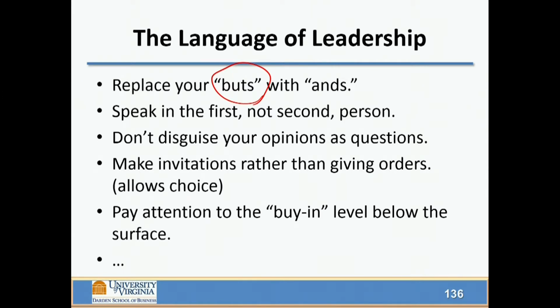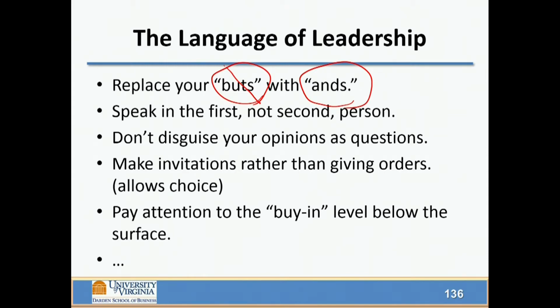So one of the ways that you can increase your ability to influence others is to pay attention, to be self-aware of your habitual phrases, your habitual speech. And you might consider, for example, eliminating your buts and replacing them with ands. Because when you use "but," you're creating a conflict situation.